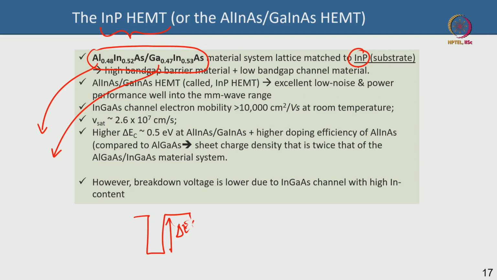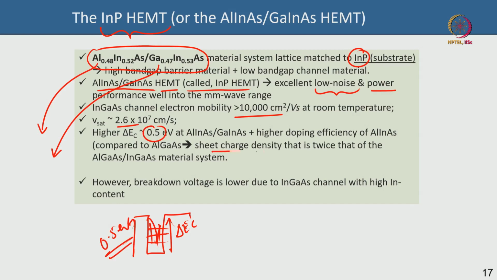This delta EC is large, which means you have more subbands, or you can have more electrons in the quantum well. These indium aluminum arsenide/InGaAs HEMTs are called indium phosphide HEMTs. They are not pseudomorphic, they are lattice matched. They are excellent for low noise because of the reasons that I discussed in the previous slide, and also power, although not as good for power as maybe conventional pseudomorphic, but they are catching up. They have tricks to actually overcome that. The mobility of the InGaAs channel can be more than 10,000 if you increase the indium content. Velocity can be 2.6 times 10^7, which is insanely high. The delta EC is 0.5 eV, which is much larger than in GaAs, much larger.